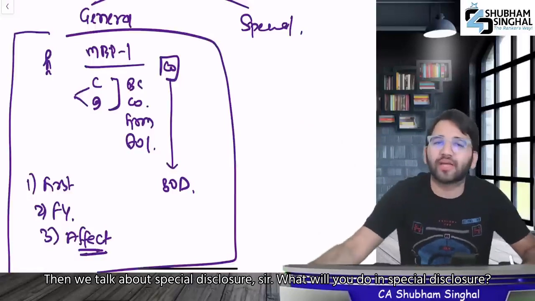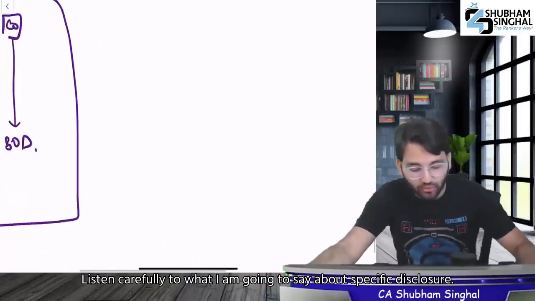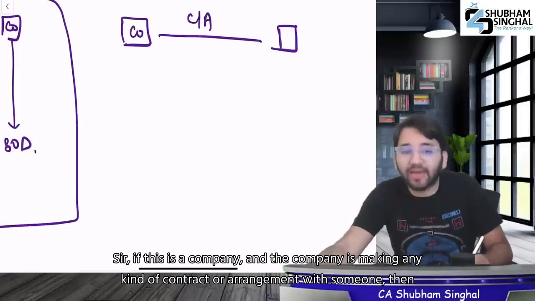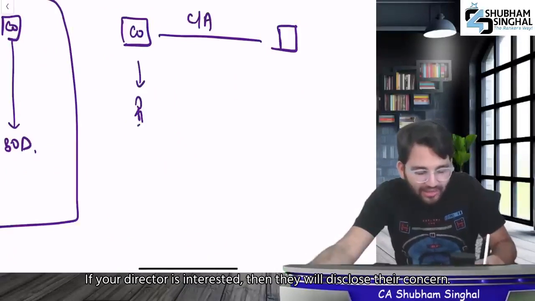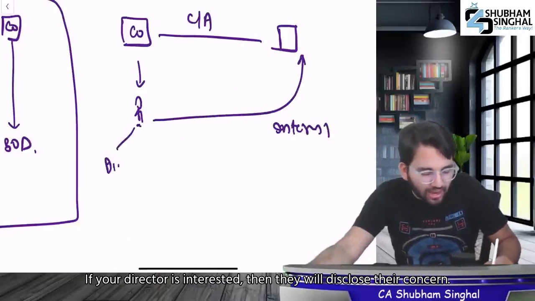Let's see special disclosure. What will you do in special disclosure? Now I am going to talk about specific disclosure. If this is a company and it's doing any kind of contract or arrangement with someone, in which your director is interested, then he will disclose his concern. The director will disclose his concern. Clear?